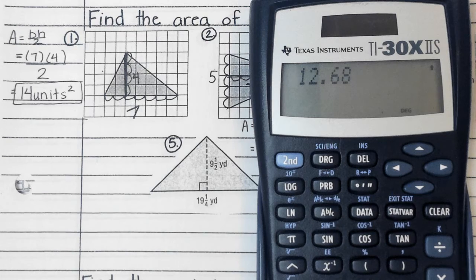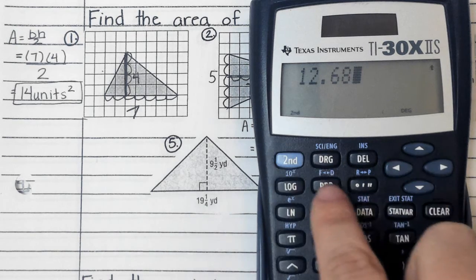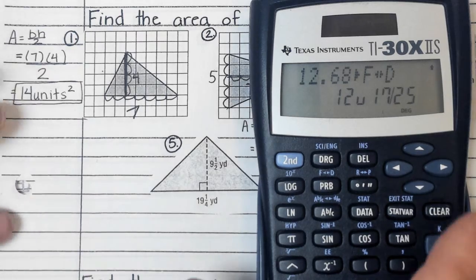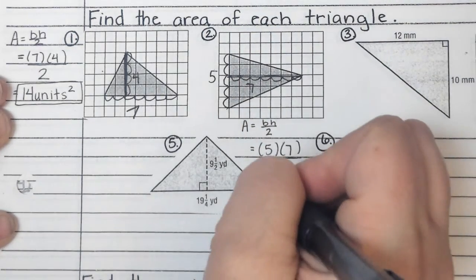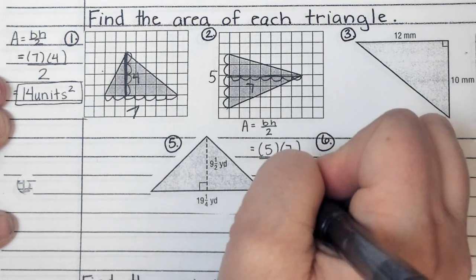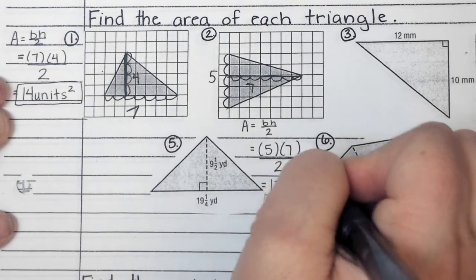That's going to be a little bit harder to change into a fraction, correct? So I'll just do my second shift and the FD button and then hit enter. Now I know, oh, that's really 12 and 17/25. Right? Do you notice what else it did? It doesn't just make it a fraction, it makes it what type of fraction? A simplified fraction. Okay? Alright, so we said our answer here was 17.5. What needs to go with that? Units squared.